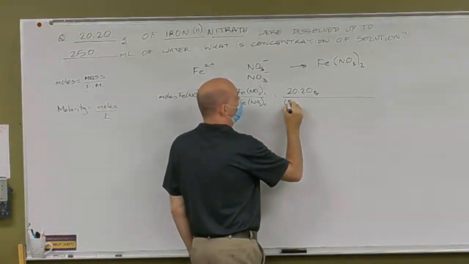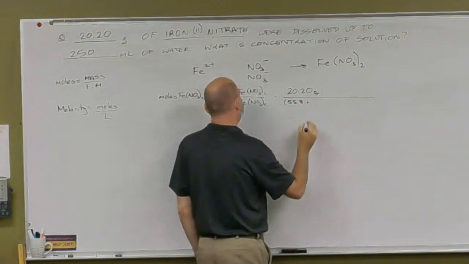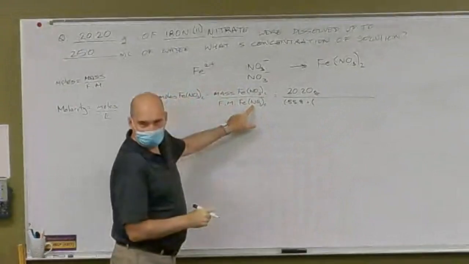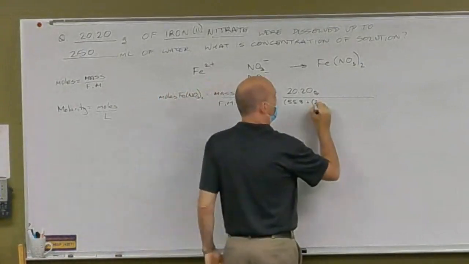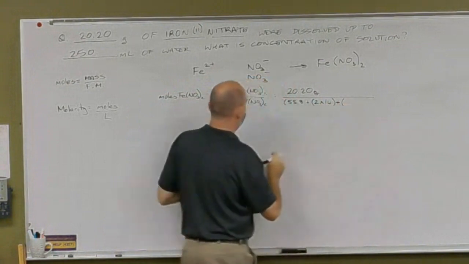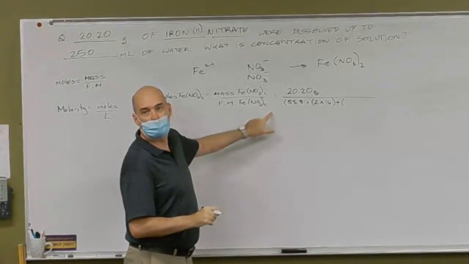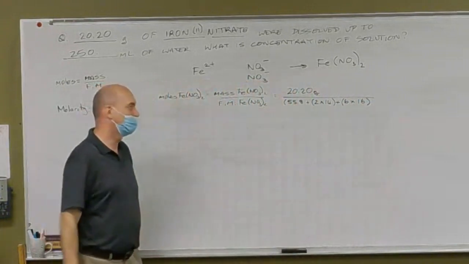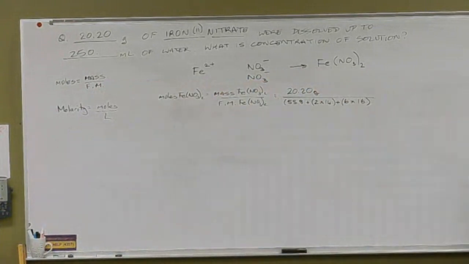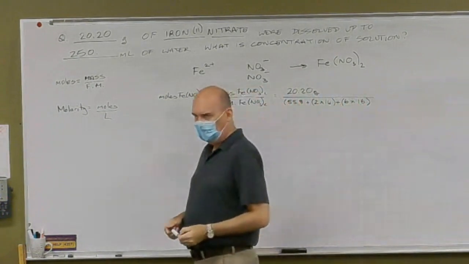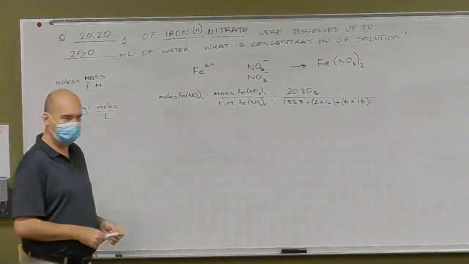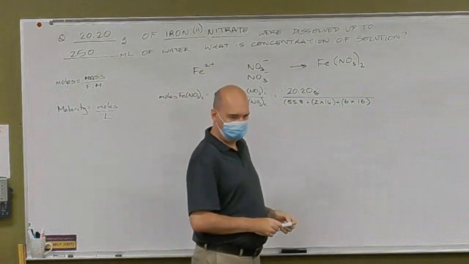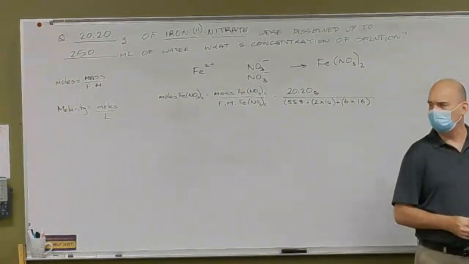So Fe(NO3)2 formula mass is the 55.8 plus this nitrogen twice. Nitrogen is 14, plus these 3 oxygens twice. So that's a 56 plus a 28 plus 6 times 16s. So that's 96. 96 and 28 is 124, plus the 56. 180. 184.